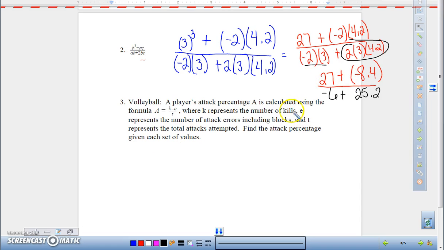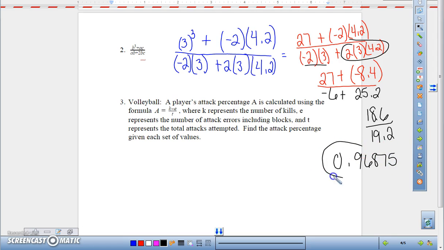So I got to do that 27 plus negative 8.4. I get 18.6. And then on the bottom, I get negative 6 plus 25.2, and I get 19.2. At this point, when you can divide, you can take the 18.6 and divide it by the 19.2 and get an answer of 0.96875. And remember, circle box. This time I circled, last time I boxed it. Doesn't really matter as long as you are showing me where the answer is and that you accomplish that.